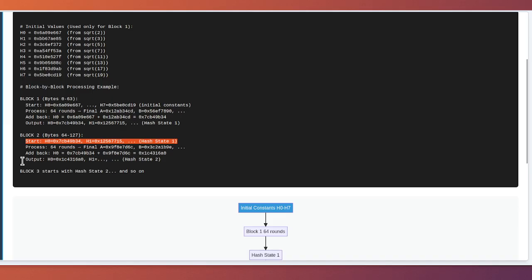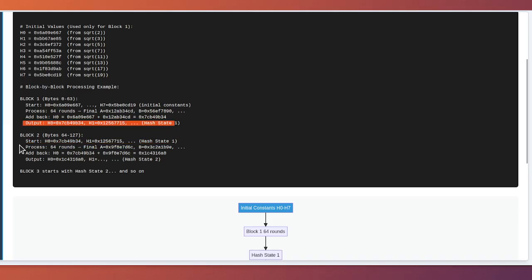Step 3 is processing block 2, and this is where the chaining becomes clear. Now we read bytes 64 through 127 from the file, the next 64 bytes. This becomes block 2. We parse these into 16 32-bit words, expand to 64 words using the message schedule. Here is the key difference. When we initialize our working variables A through H for processing block 2, we do not use the original initial constants anymore. Instead, we use the hash state that came out of block 1.